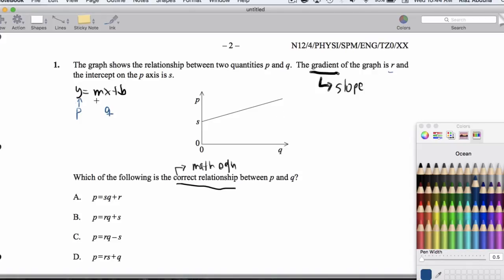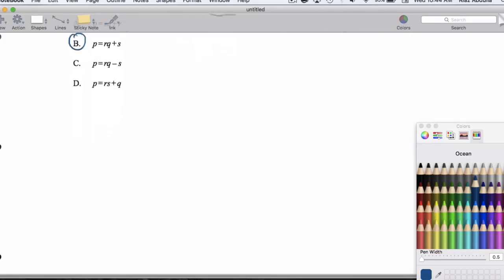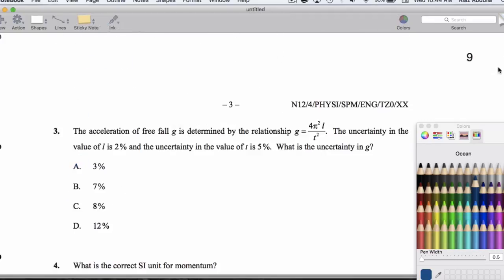We're told the slope is r, so I'll throw that in here. And then the intercept is this letter s right here. So p equals rq plus s should be my answer, and that's how I'm getting answer B. So the key: notice that it's a line, label the right letters, and then substitute where appropriate. Okay, cool. So next question.